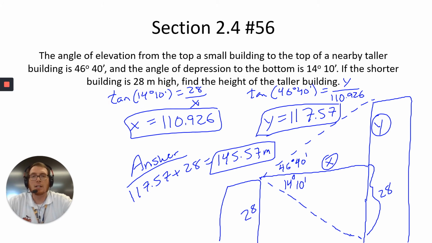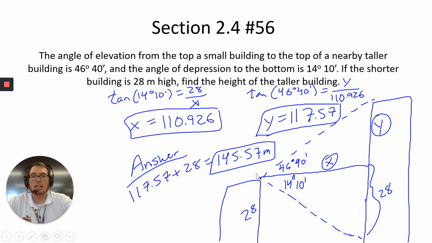Okay, the next question has a lot of information, so I'll try to make sure I explain where all these pieces are coming from. This says angle of elevation from the top of a small building. So think about you're standing at the top of this building. So just draw kind of a horizontal because that's where you are. So the angle of elevation is going upward from there, 46 degrees, 40 minutes, to the top of another building.